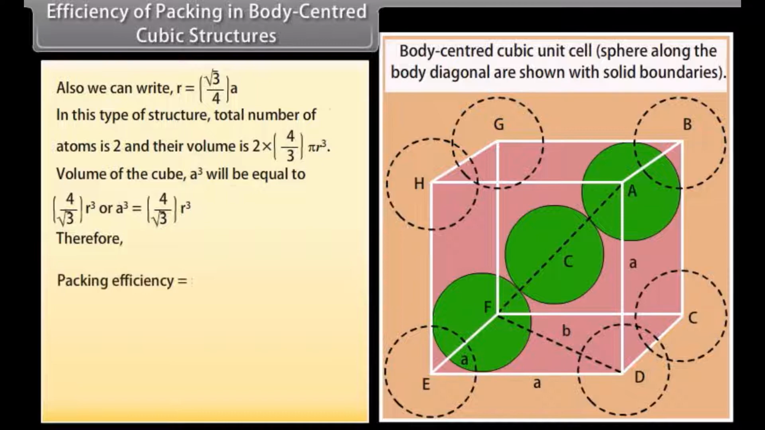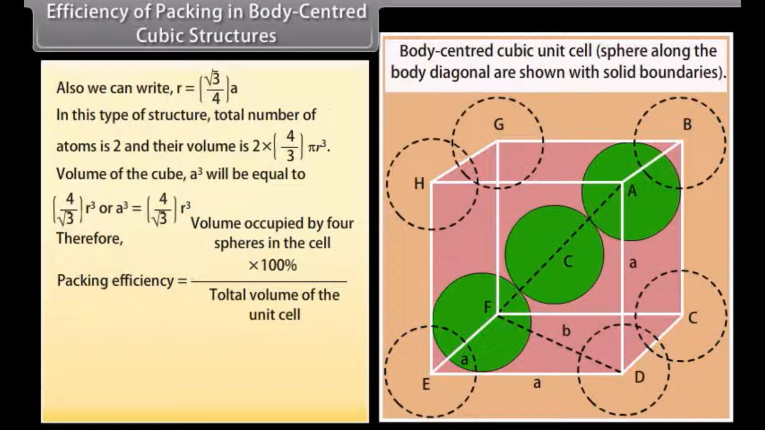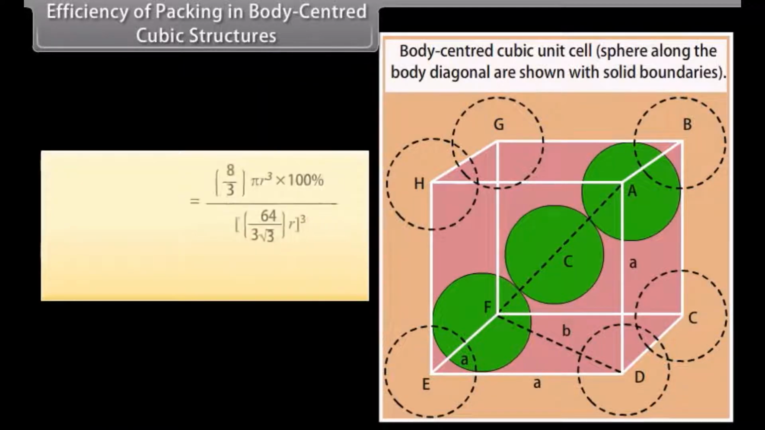Therefore, packing efficiency is equal to volume occupied by two spheres in the cell × 100 upon total volume of the unit cell, which is equal to 2 into 4/3 πr cubed × 100 upon (4 upon square root 3 r) cubed, which is equal to 8/3 πr cubed × 100 upon 64 upon 3 into square root 3 r cubed, which is equal to 68%.